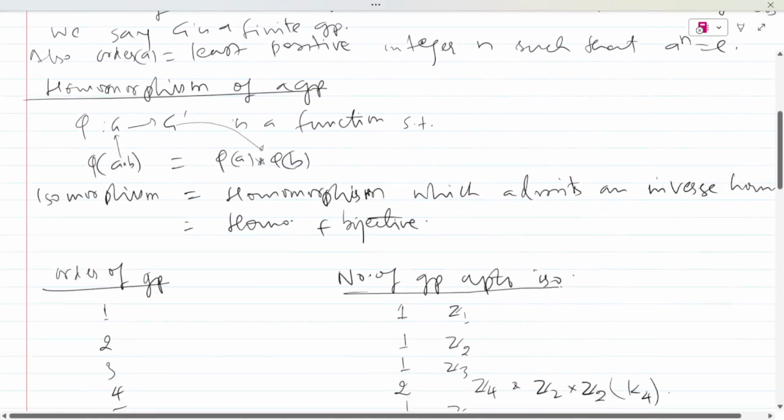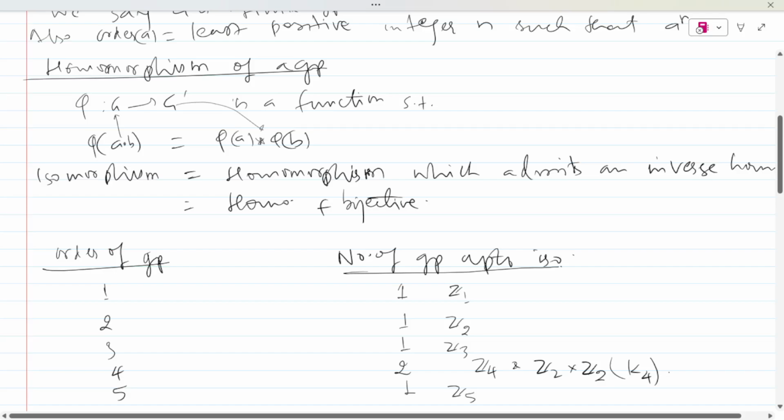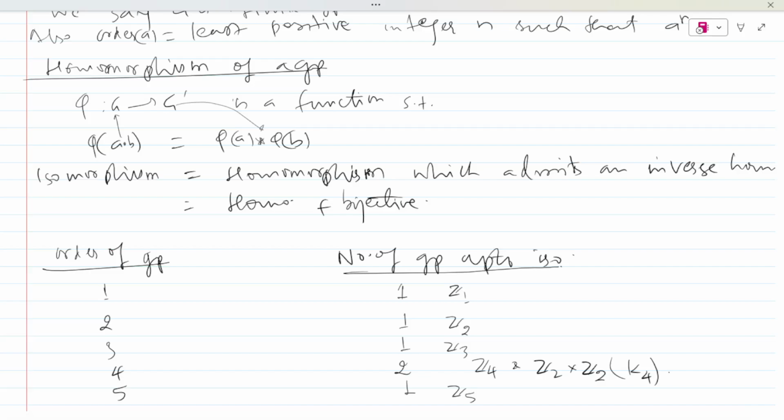Now after that, I am defining a homomorphism of groups. Suppose phi, which sends elements of G to G prime, is a function such that phi of AB equals phi A times phi B. In that case, this phi is said to be a homomorphism. And here the operation between A and B is the same as the operation of G, and the operation between phi A and phi B is the same as the operation of G prime.